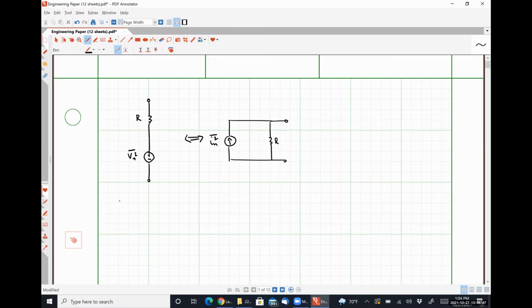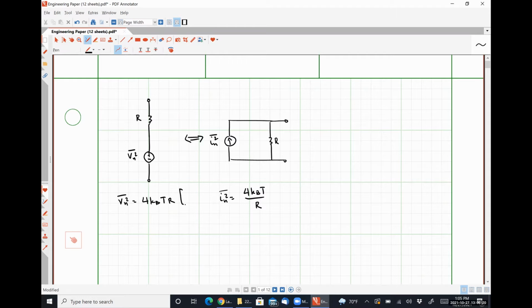where on the left hand side here Vn squared was 4 kBT R, and on the right hand side here In squared is 4 kBT over R. And the question that Pierce asked was effectively, how do we get from one to the other, because it's not intuitively obvious, right?